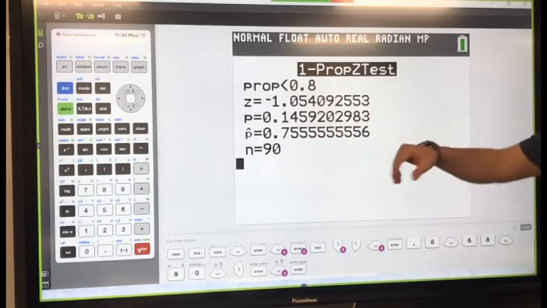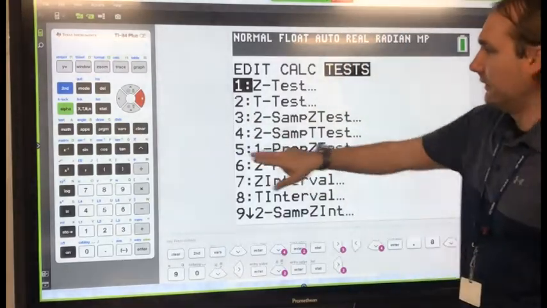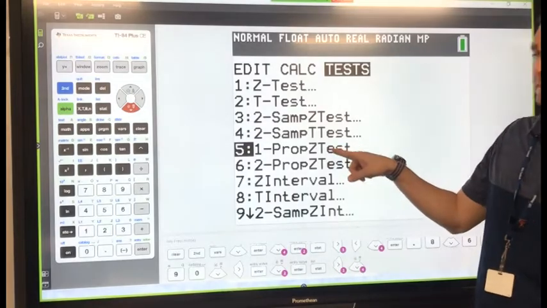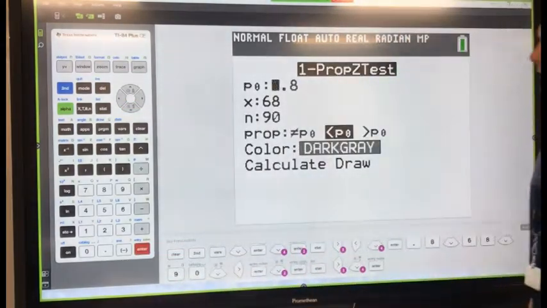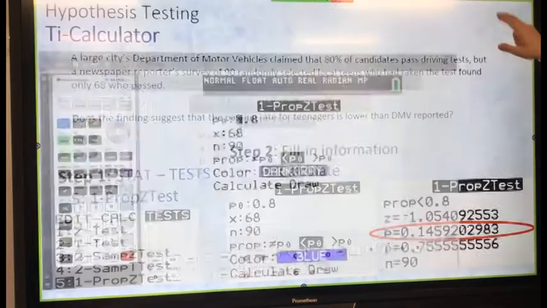That's what we're going to use today. The stat, test, one proportion z-test, number 5. That's going to help us accept or reject our null hypothesis.